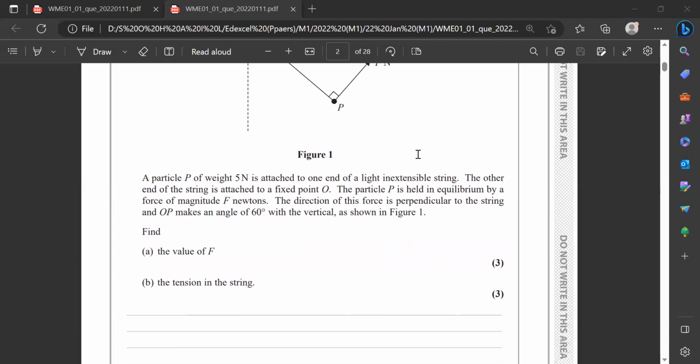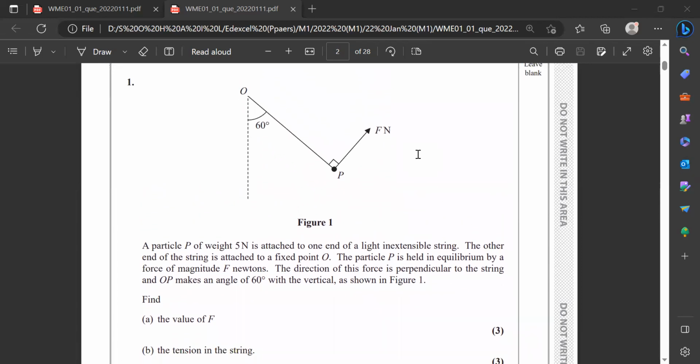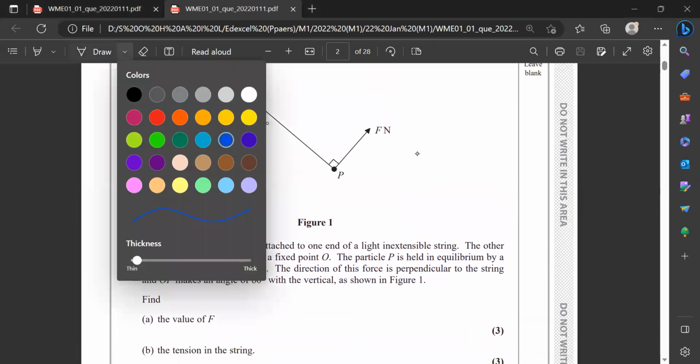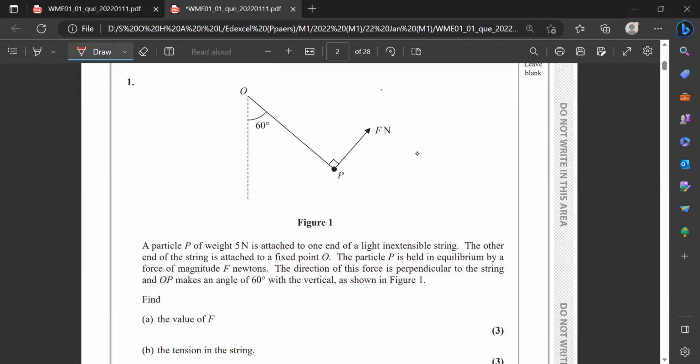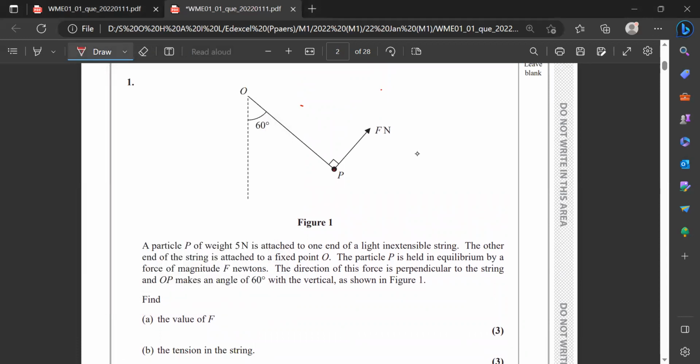Find the value of F, and the second part is find the tension in the string. Now, there are three forces. Weight is given. The weight is 5 newtons, vertically downwards. Let the tension in the string be T newtons.